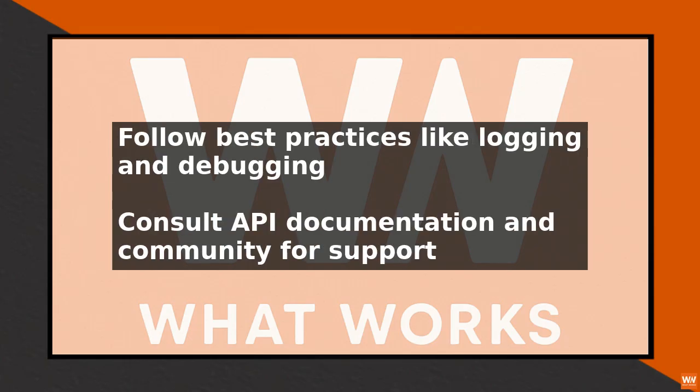Best practices for troubleshooting Alchemy REST API include logging your requests and responses, using a debugger or testing tool, and checking the Alchemy REST API documentation for examples and troubleshooting guides.